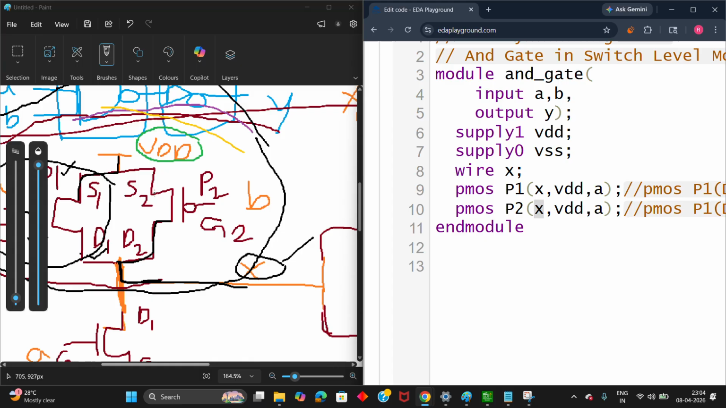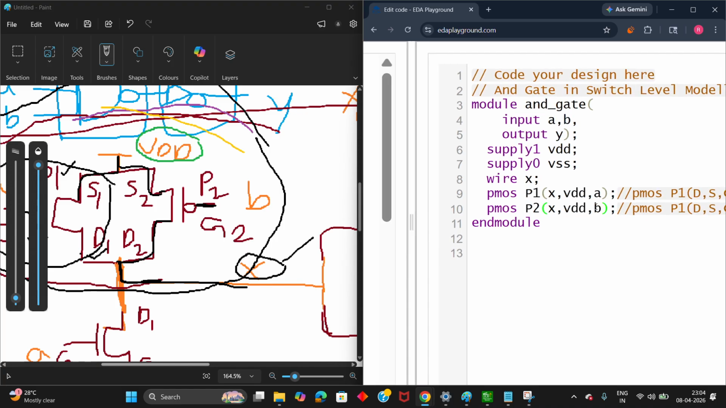Next, source 2, the source terminal of P2. Where is it connected? It is connected with the VDD, so we have given VDD. Later, gate 2, that is the gate terminal of P2, to which signal is it connected? To the B, right? So you need to replace this A with B. Now we have completed our pull-up network.